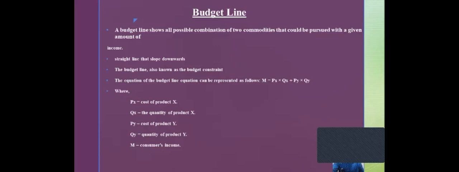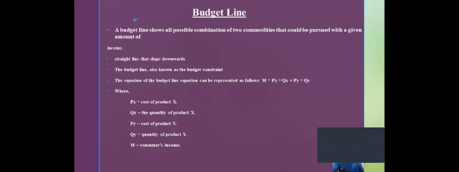But you are not allowed to purchase more than 100. That means you have a limited budget, limited income. That shows your budget line. It is basically a straight line that slopes downward from left to right. Budget line, also known as the budget constraint, is a limitation, is a constraint for you. You cannot purchase more than 100 rupees.